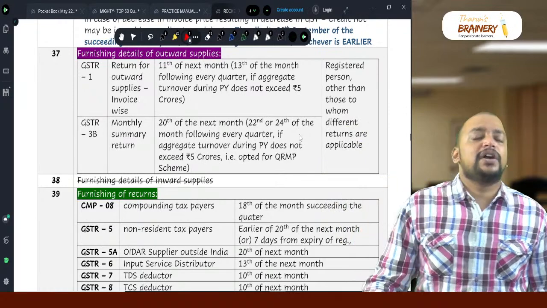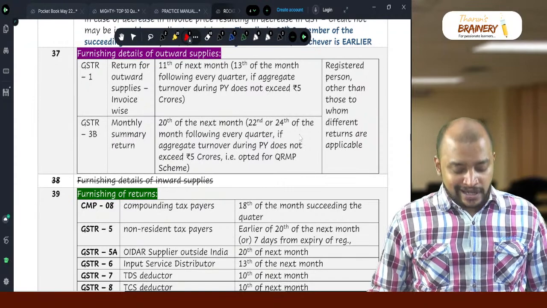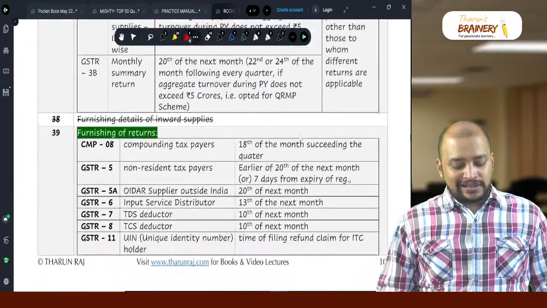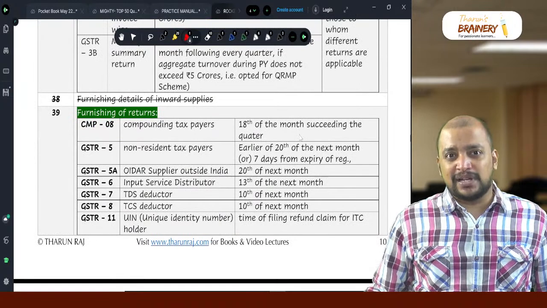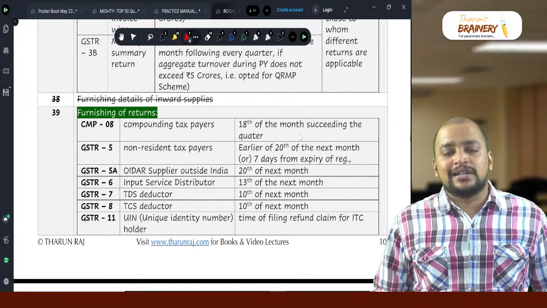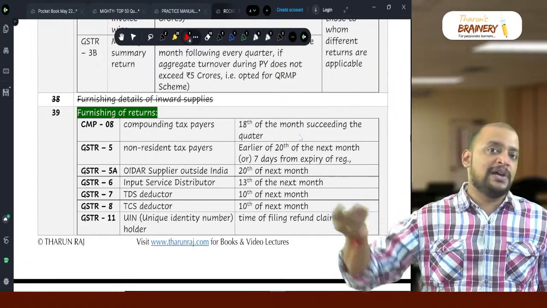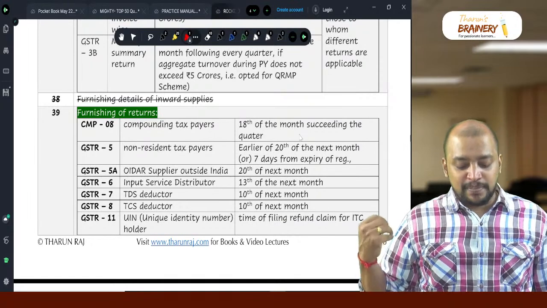So who is required to file these returns? Registered person other than those opting for composition scheme. Then section 38, furnishing details of inward supplies, it's not there. Section 39, furnishing the details, so that is returns. So these are the returns, GSTR 1 and 3B normal. So the other return is CMP 08.